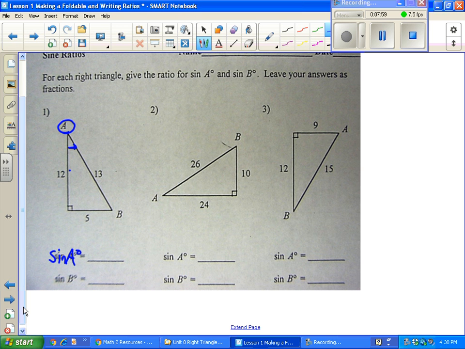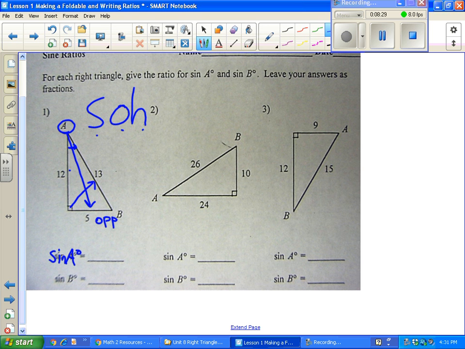I'm going to look at my triangle from the perspective of A. So if I'm seated here at A and I look out across the triangle, the one that's directly down here is opposite. 5 is opposite from A. And if we remember our mnemonic, sine is opposite to hypotenuse, I do need the opposite side. Now it gave me 12 and it gave me 13. Which one of those is the hypotenuse?